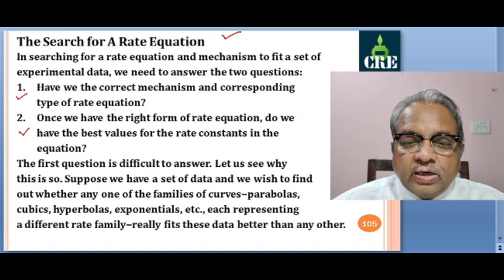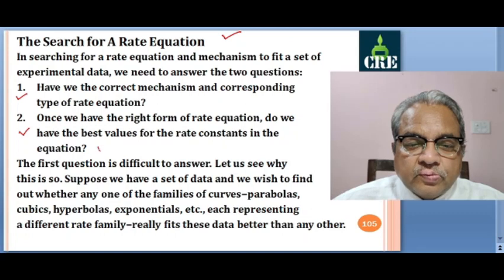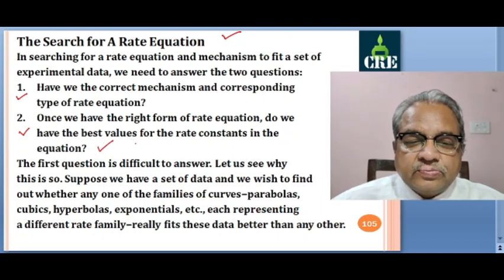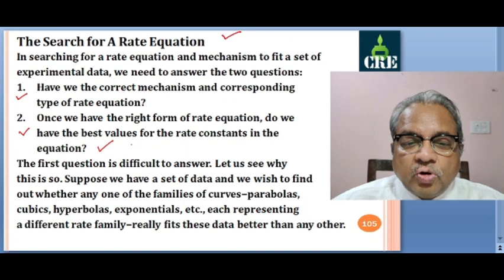Second, once we have the right form of rate equation, do we have the best value of the rate constants in the equation? If you know the right form of the rate equation, whether it is first order, second order, shifting order, or first order reversible, whatever kind, we have to find out the best values for the rate constants involved. Best values means you should be drawing proper best fit lines. Most of the time, when we plot the integrated form of the rate law in y = mx or y = mx + c form, the slope gives us the final value of k.